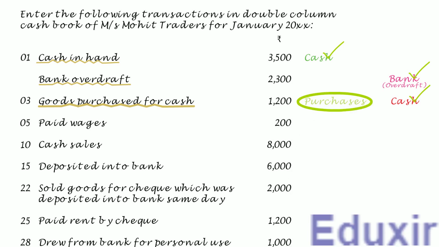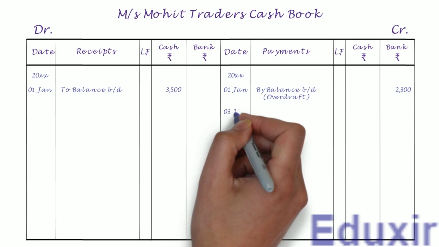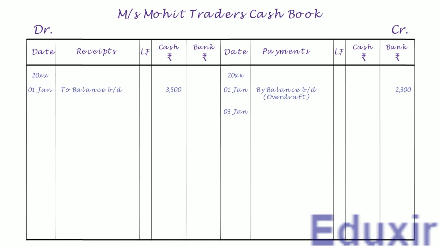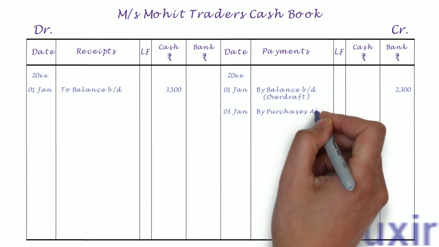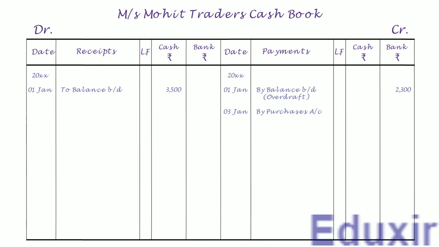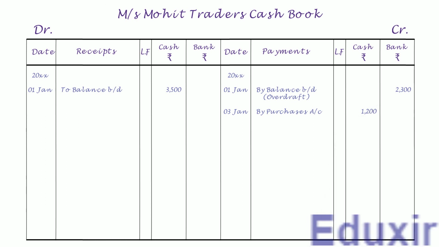With this analysis at our disposal, let us now proceed with the posting of this transaction on the credit or payment side of the cash book. Let us first record the date. Let us then record the purchases account in the payments column. Let us then record the credit amount of 1200 rupees in the cash column. With that, we have completed the posting of this transaction into the cash book.